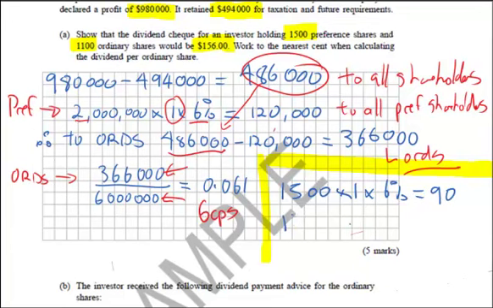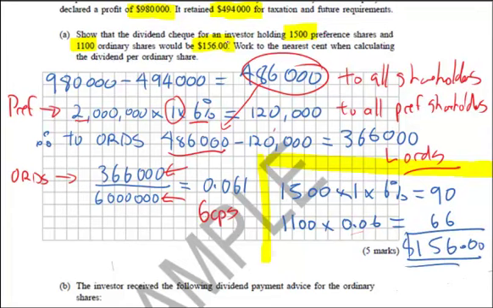The ordinary shareholders have 1,100 shares at 0.06 cents per share, and that gives you $66. So when you add that together, you get $156, which is the same as what they said here.